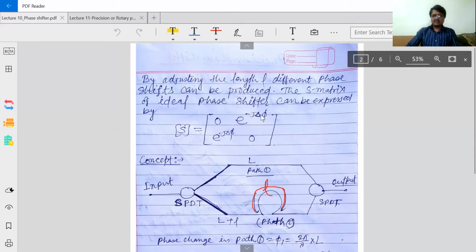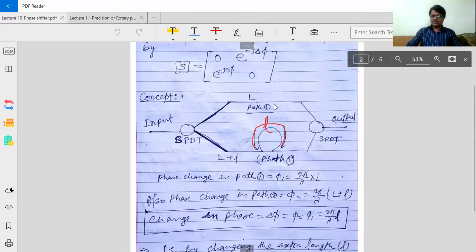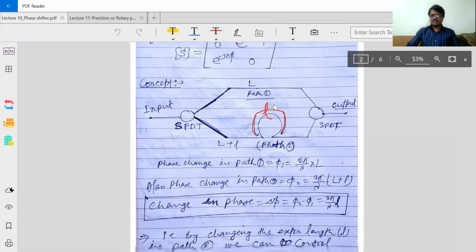So we have two ways of changing the path phase. First, change the medium for a given length, so the path length remains same. And the second method is keep the medium same, but change the length of the path. Then we get the desired phase difference. Okay, so it is very simple. If we want to make a fixed phase shifter, then it's very easy to make.